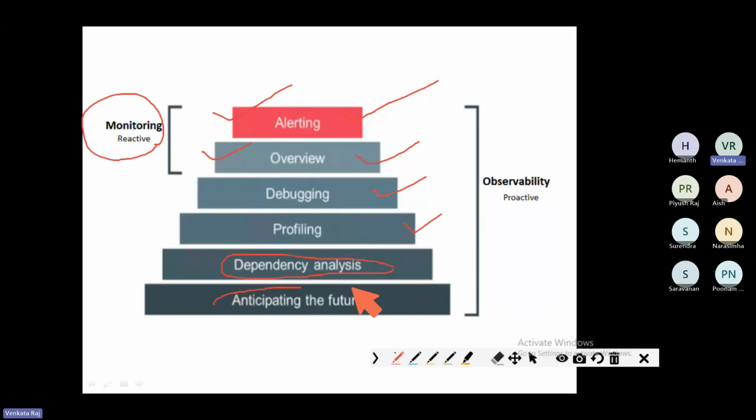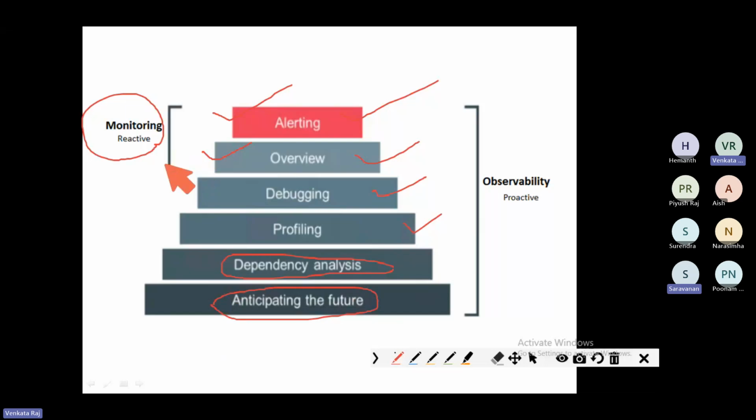Anticipating the future. That is why this is proactive. I'm trying to find out what could happen in the future, so that I will be able to avoid issues in the future. Are you getting me? Yesterday, I think some of you were saying monitoring is proactive and observability is reactive. I don't remember who was saying it, but that is not correct, guys.